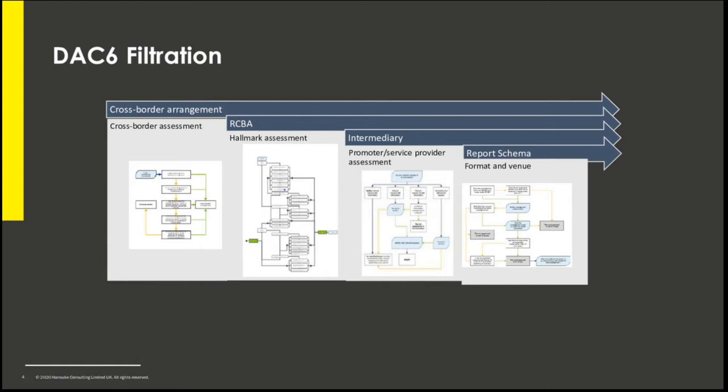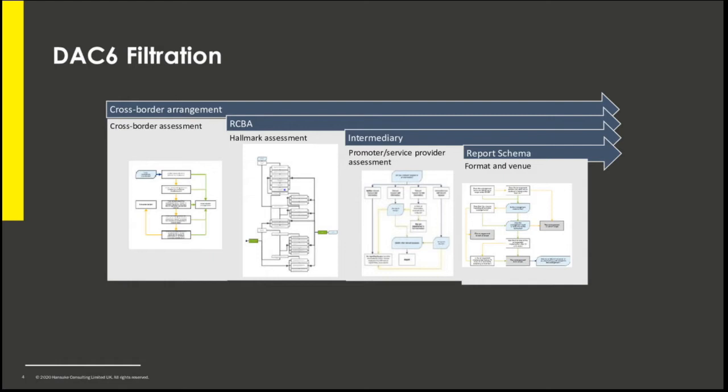So once we have gone through and we've identified cross-border arrangements, then identified whether that cross-border arrangement is reportable or not, the third filtration is around whether we have an intermediary or not, because the filing obligation, the duty to file a report under DAC6, falls on intermediaries. And where there is no EU intermediary, the relevant taxpayer could be responsible for filing the DAC6 report.